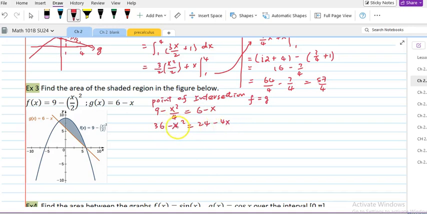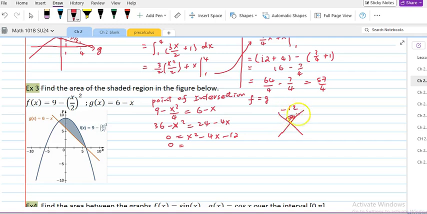Move everything to one side where the x squared is positive, so I will leave this as 0 and plus x squared on this side, minus 4x, and then minus 36, so it becomes minus 12. So to solve it, I can do the diamond method. This is x squared, multiply to be negative 12.